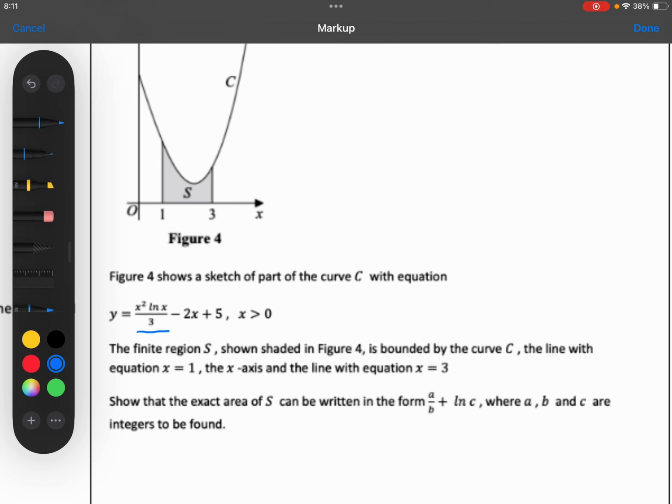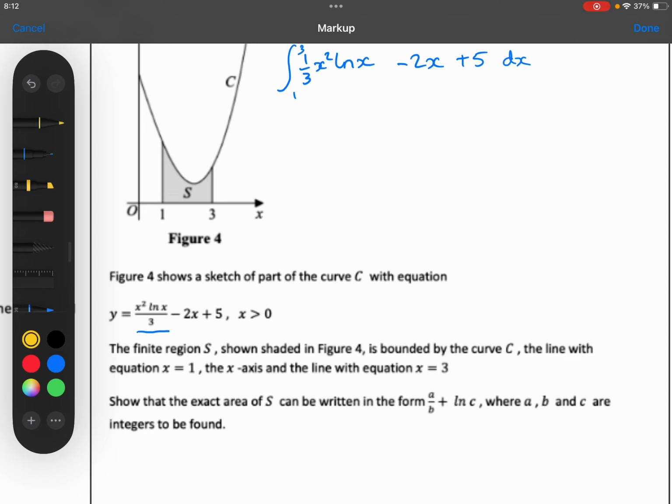So I'm going to rewrite this as 1/3 times x cubed ln x. This is exactly the same as that. It's just I prefer to have the 1/3 at the front. Then I've got the minus 2x and the plus 5. And I'm going to integrate this between 1 and 3 with respect to x.